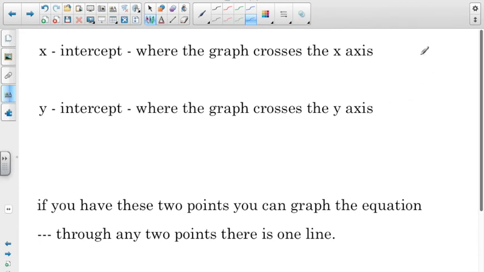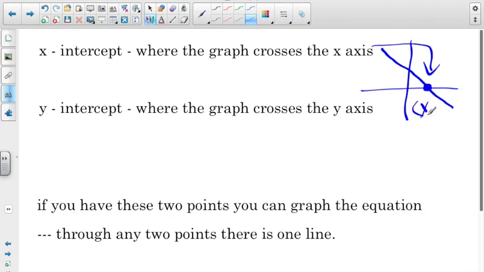Okay, when I have a graph and I have a line, and this is an example, this graph is going to cross the x-axis at this point. That point right there is referred to as the x-intercept. It's where the graph crosses the x-axis. Notice that the x value is going to be x, but my y value is going to be 0. The y-intercept is where it crosses the y-axis. Here's the y-intercept. In this case, my x value is 0, and I'm going to come up with some value for y.